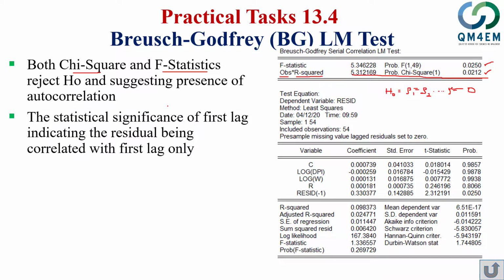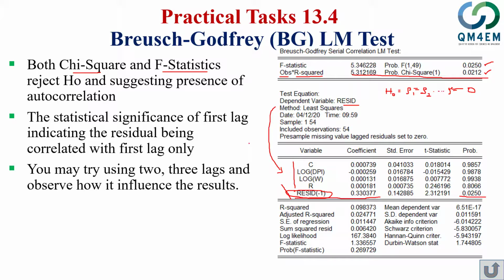Then the statistical significance of the first lag: the first lag was included in the regression when the residual was being regressed, that was step 2. So the residual was regressed on all explanatory variables and the error term. We can see here that this is statistically significant as well. That is also an indicator that the residual is correlated with the previous value, the first lag only.